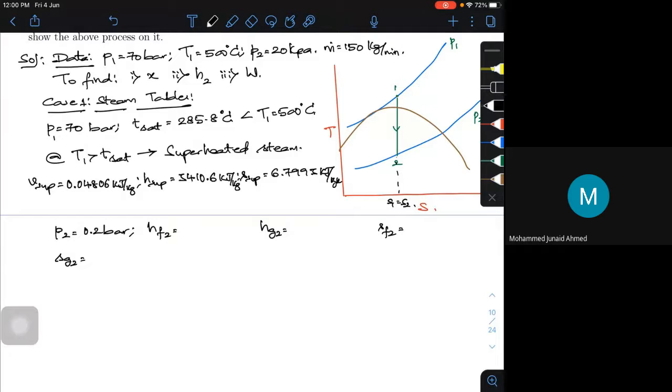What is HF2? It's a very low value, around 250 or 240 will be there. How much? So 251.5 kilojoules per kg. What is Hg2? So 2609.9 kilojoules per kg.